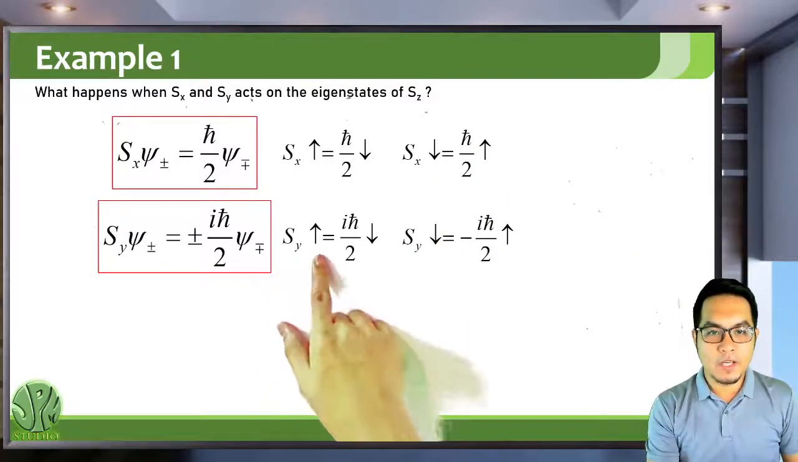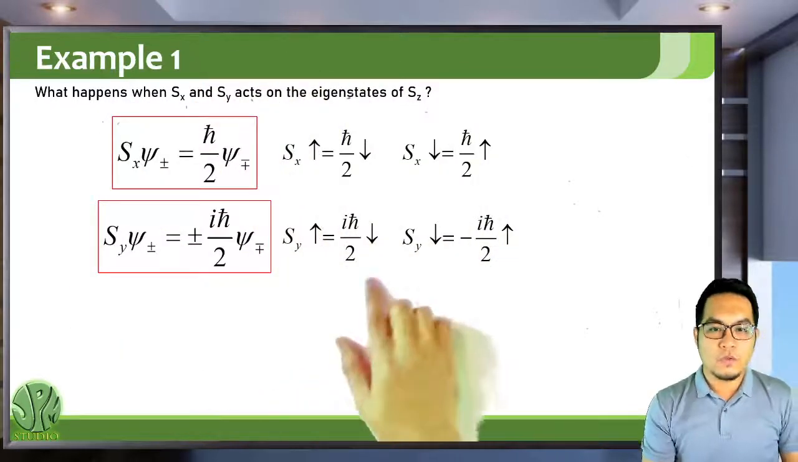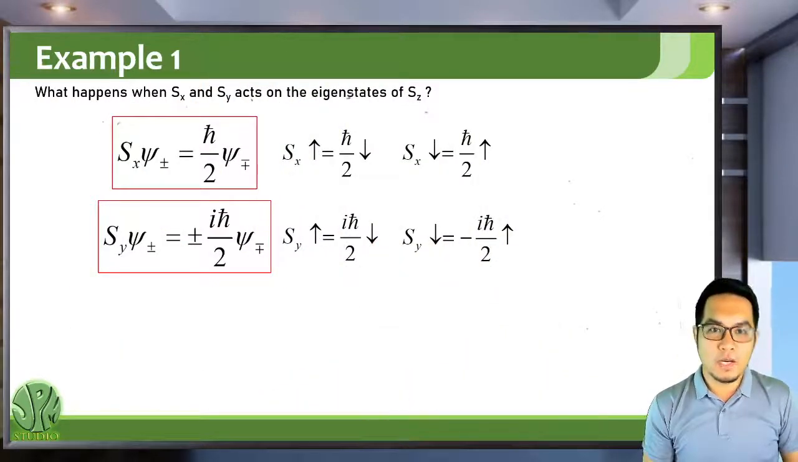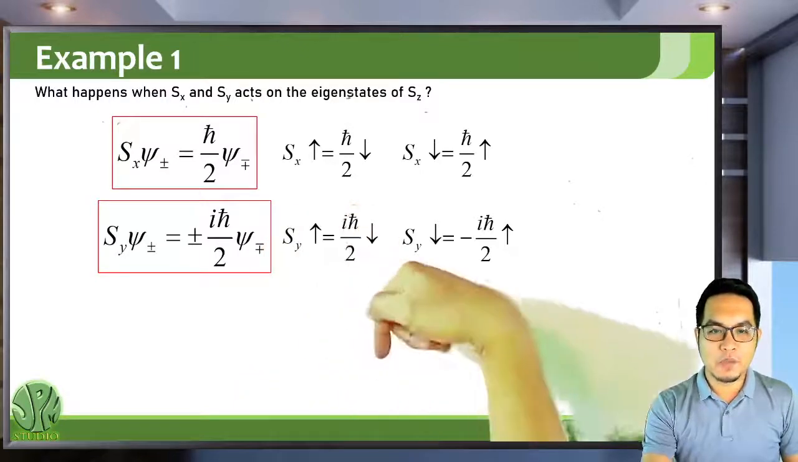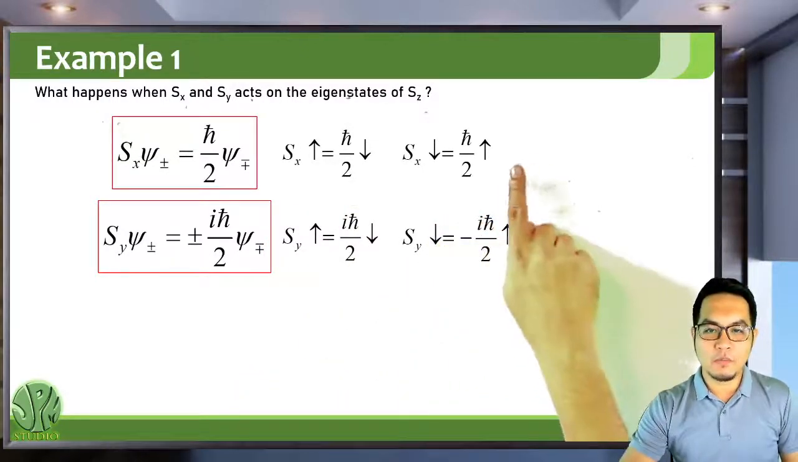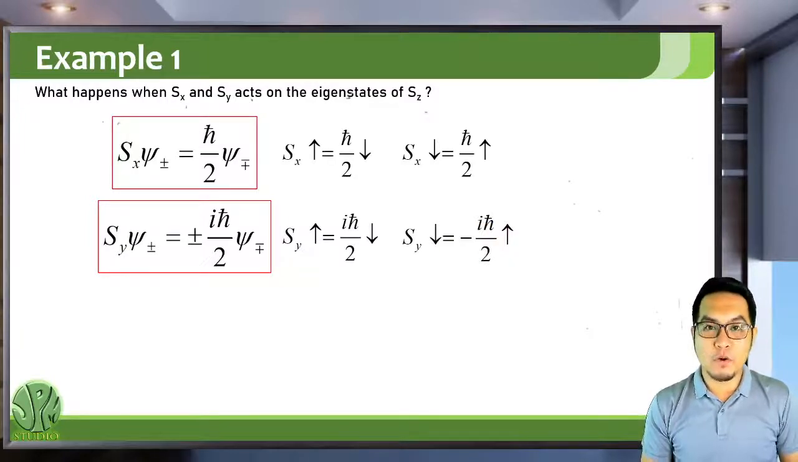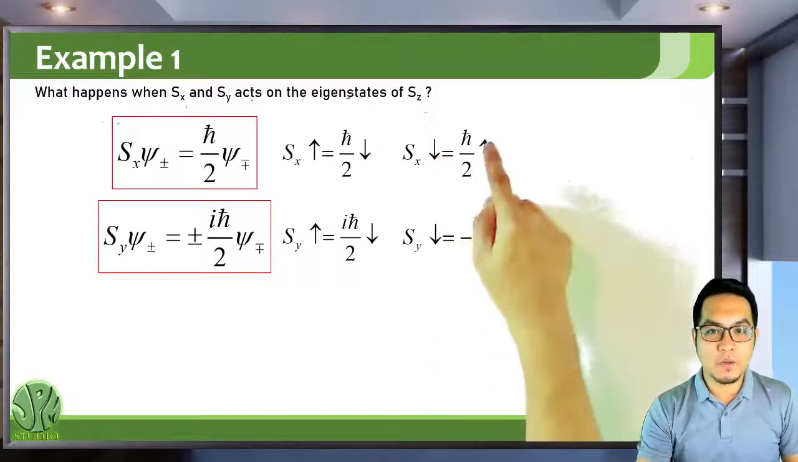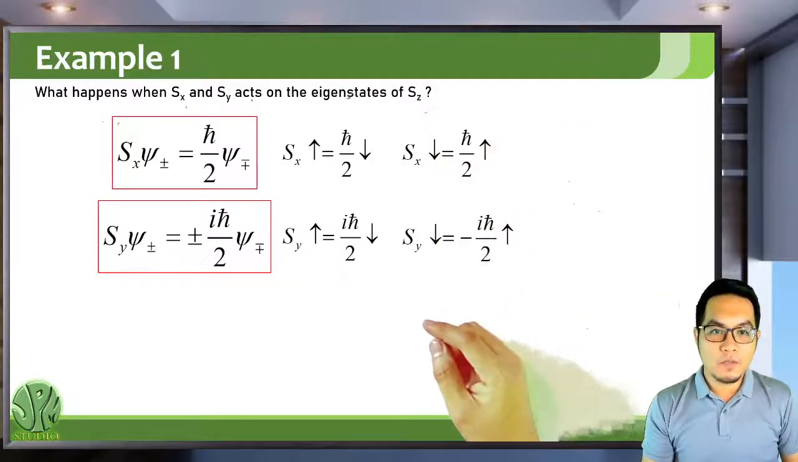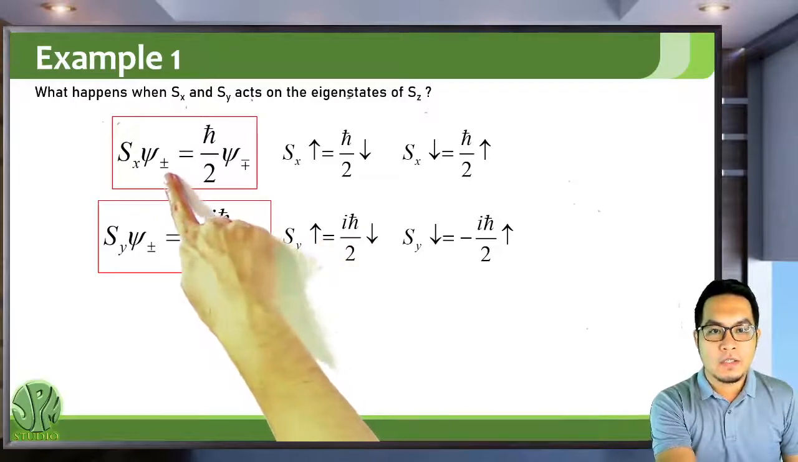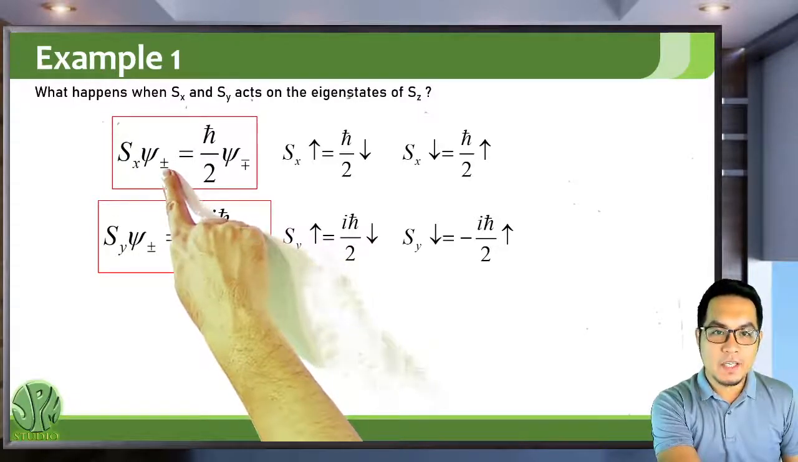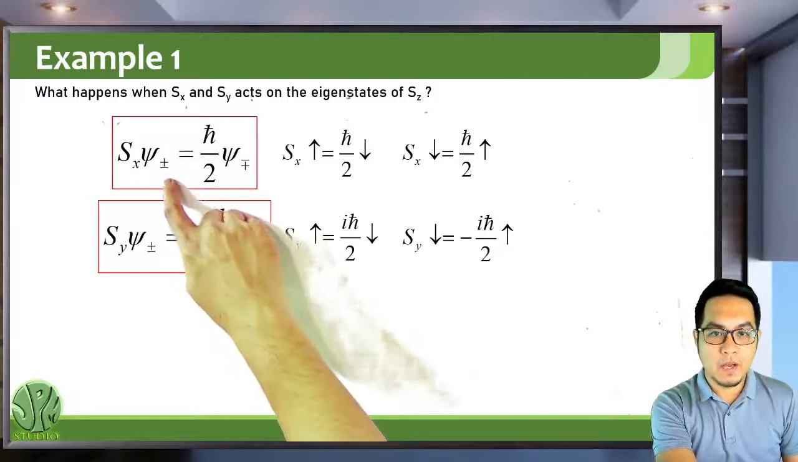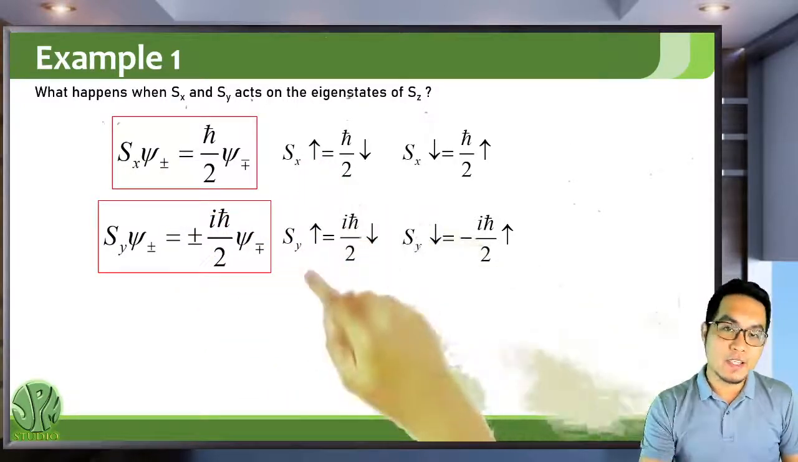Similarly, for Sy, it will also lower the state. From up, it will change it to down. From down, it will raise it to up. So it will raise or lower the wave function, or the state of the particle. This implies, take note, that these are not eigenvalue equations because you don't get the same state. Therefore, the eigenstates of Sz and S squared, which are psi plus and psi minus, are not the eigenstates of Sx and Sy.